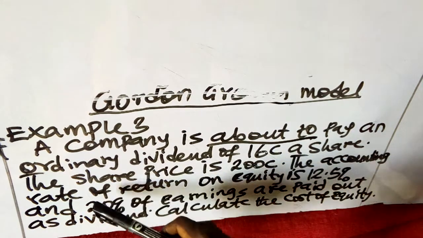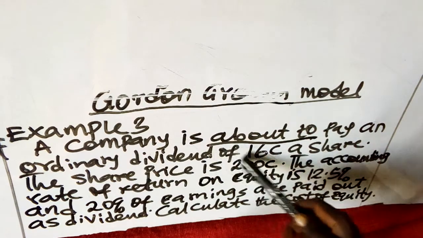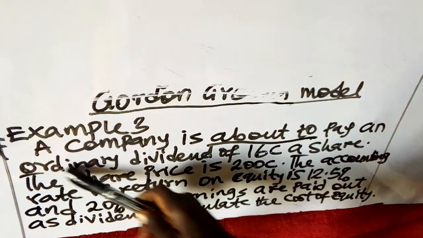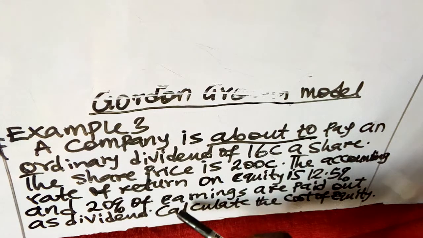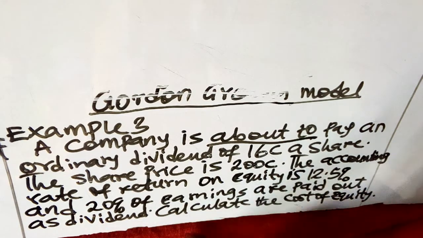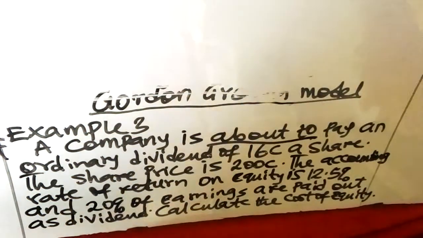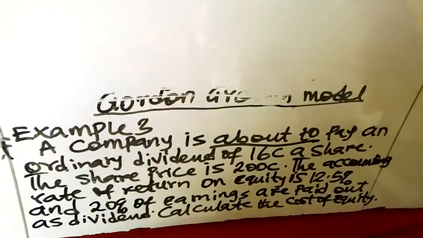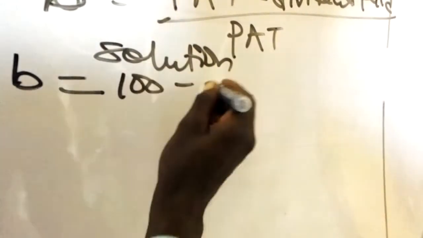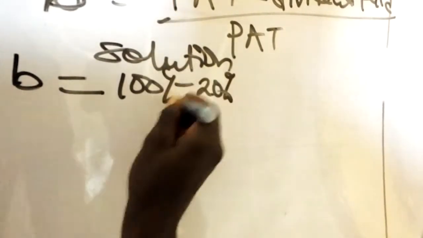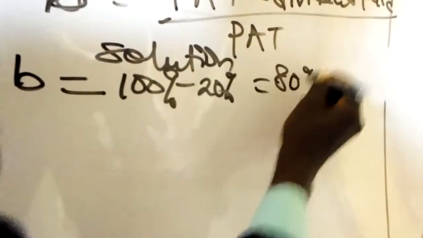A dividend of 16 cents a share. The share price is 200 cents. The accounting rate of return on equity is 12.5%, and 20% of earnings are paid out as dividend. This is the dividend payout ratio. If 20% is paid out, the remaining 80% will be retained. That is our retention rate. Solution: how much of earnings were retained? From 100, 20% were paid, so the remaining 80% will be retained.